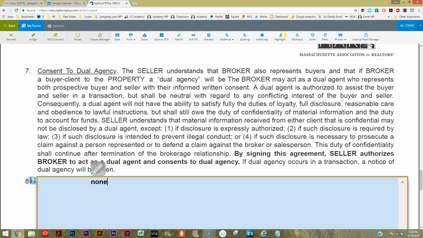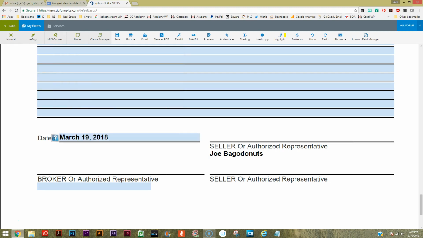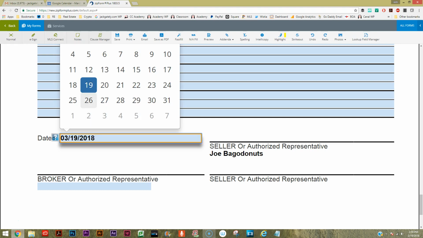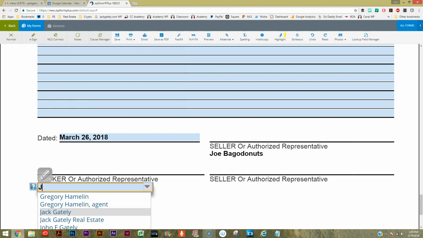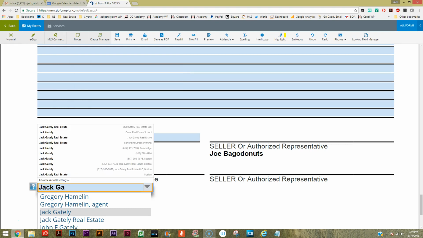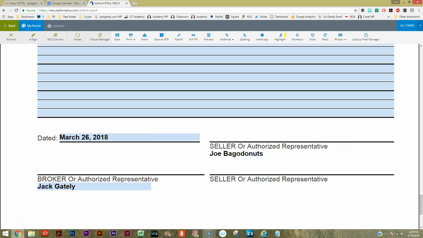Additional terms, in many listings, I'm going to find that a lot of people just write in none. And then you just date it, whatever date it happens to be, and then you just sign it here. You're going to be the authorized representative. That's going to be pretty simple right there. There we go. You're going to be the authorized representative. Boom, boom, boom, and you're done.